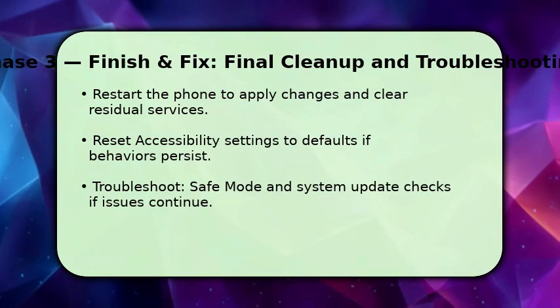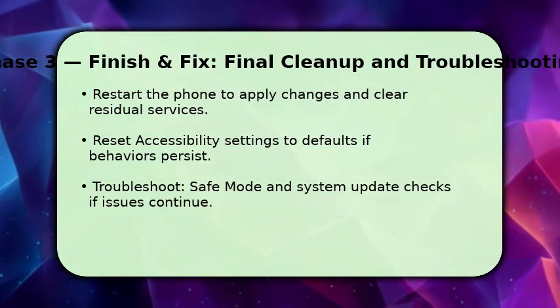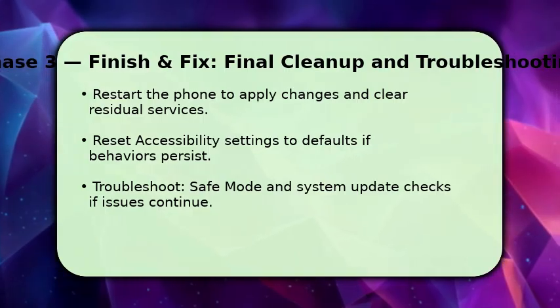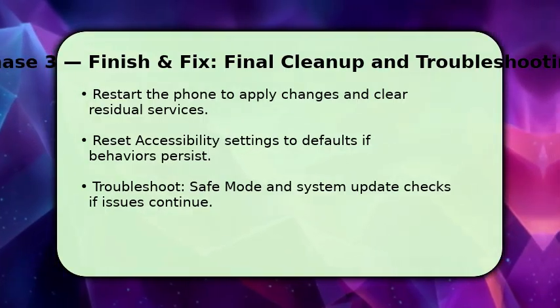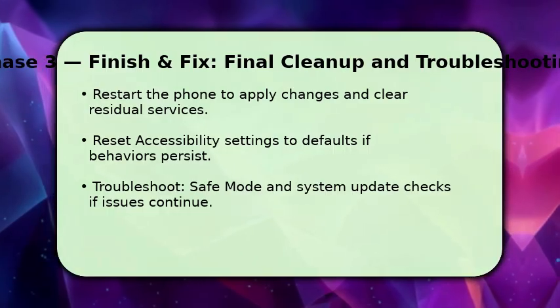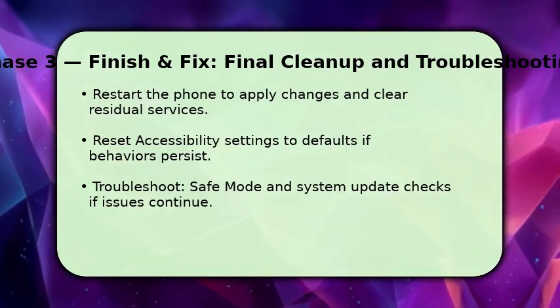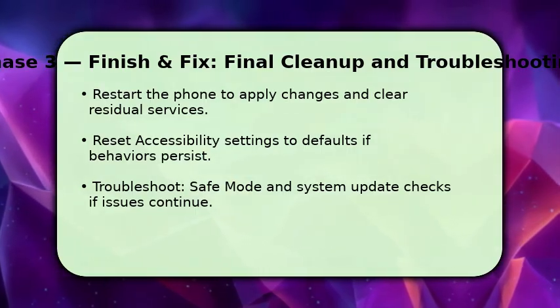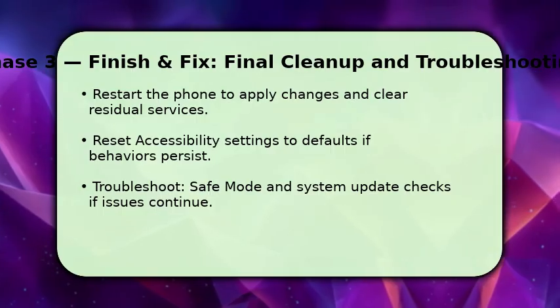Finish by restarting your Samsung so the disabled services stop running and settings take effect. Once restarted, return to accessibility and scan for any remaining toggles like captions or audio descriptions. Turn them off. If odd behaviors persist, reset accessibility settings to defaults to clear custom profiles. Make sure to reboot again.